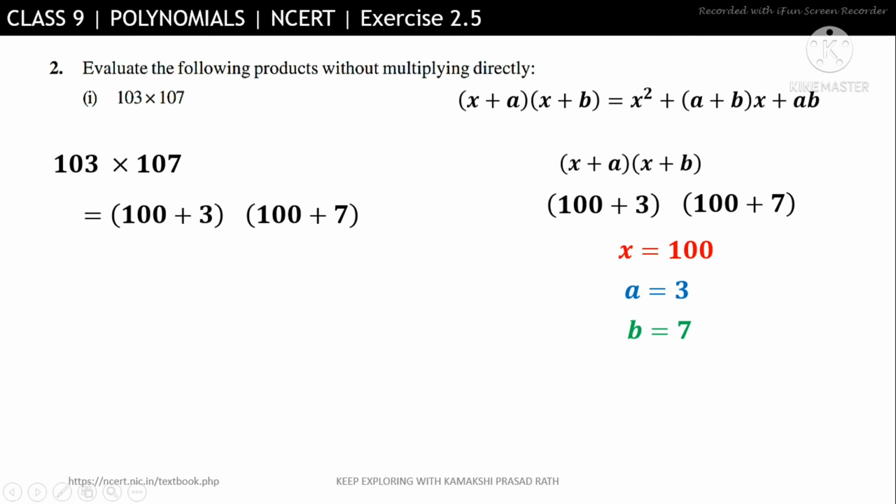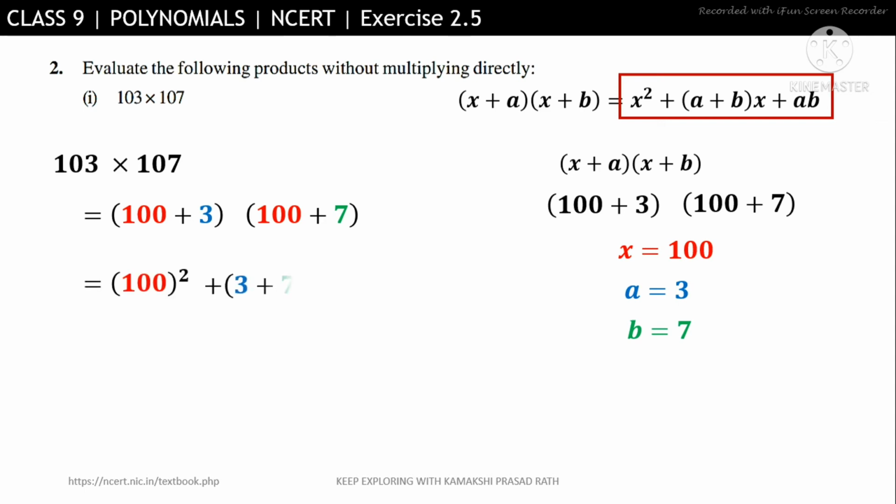So we'll substitute now. x plus a into x plus b. Now we can easily use the formula. Here you can see first terms of the polynomials are same and the second terms are different. So here we'll use the formula now: x squared plus a plus b into x plus ab. Now what is x squared? x squared means 100 squared, plus a plus b, 3 plus 7, into x, that is into 100. Because a and b we know are 3 and 7 and x is 100. Plus a into b, that is 3 into 7.